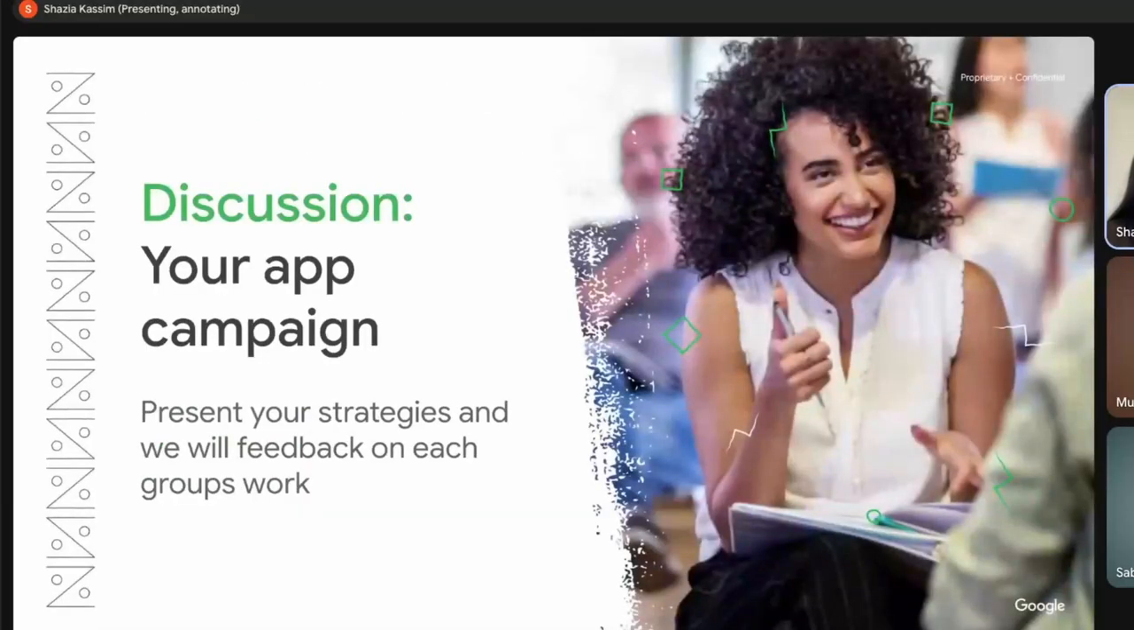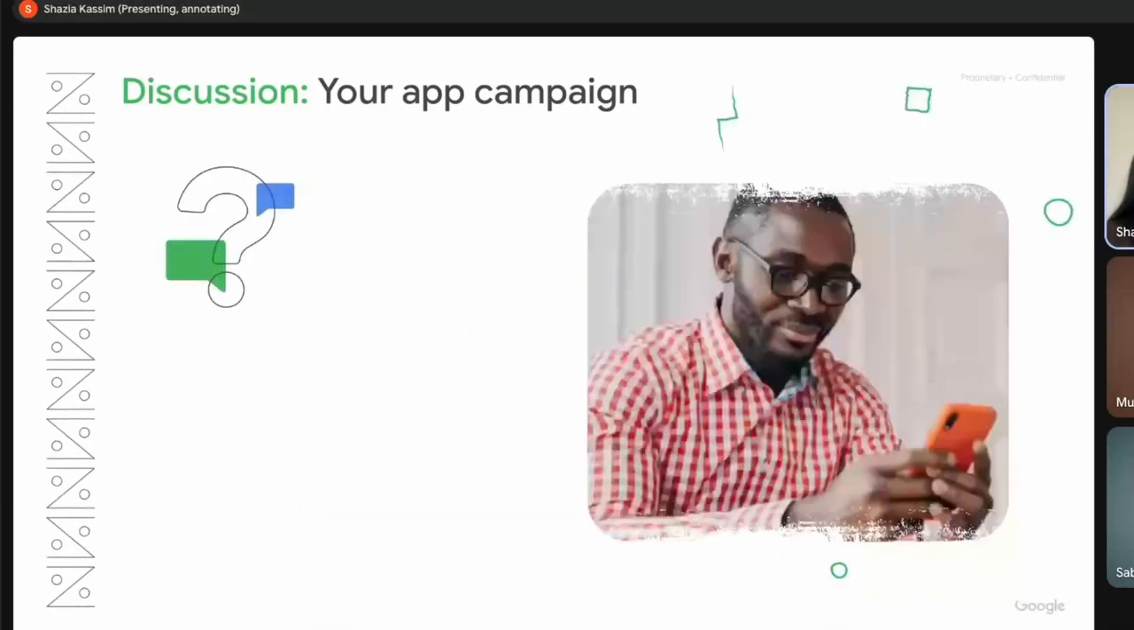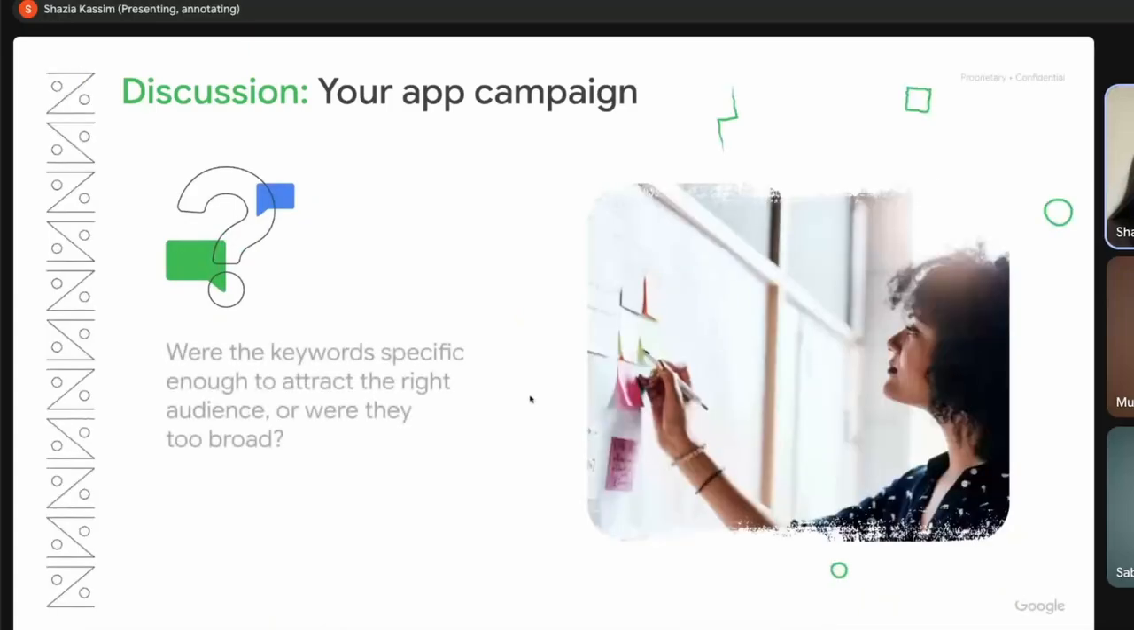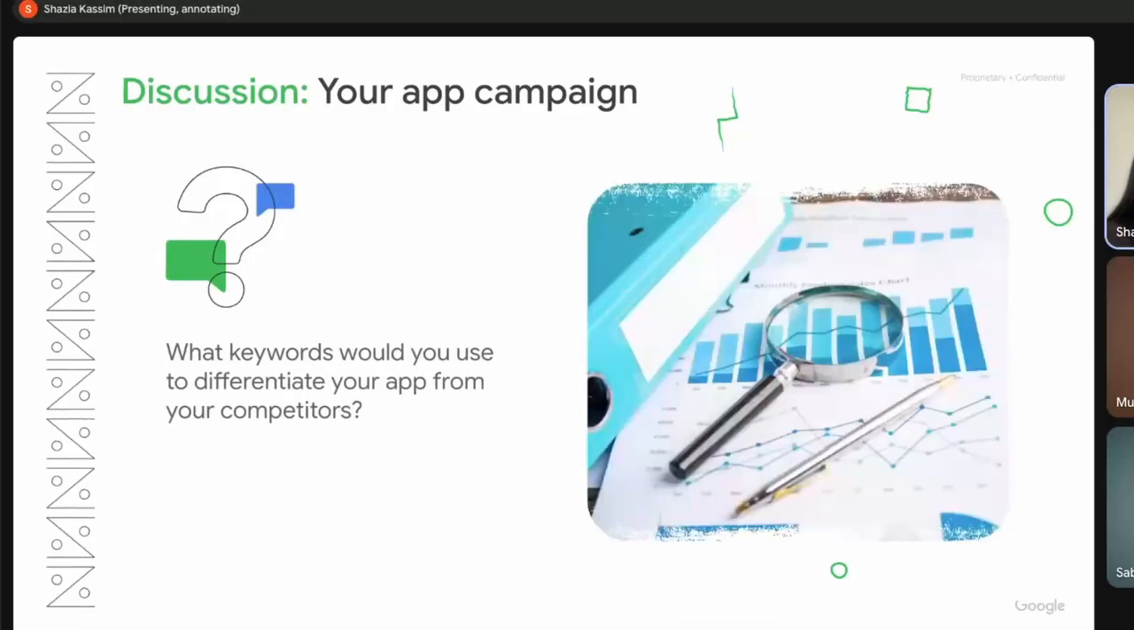Let's look at a specific question to encourage participation. With the keywords specifically, what keywords would you use to differentiate your app from the competitors? Anyone? If you have a hand, please go ahead and unmute.